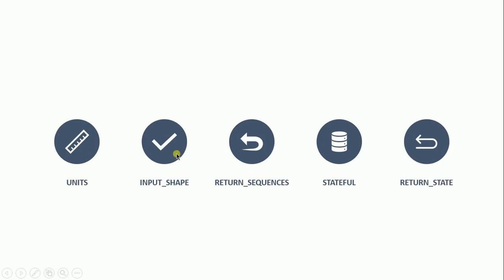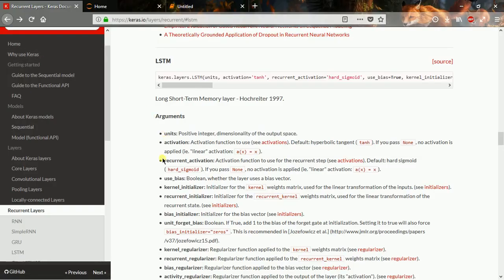I'm going to assume that you already know what LSTM is and why we should use it, so I'm not going to talk about that. I'm basically going to explain what these 4 or 5 parameters do. The first parameter is units, and then input shape, return sequences, stateful, and return state. So what is units? The documentation says it is the positive integer dimensionality of the output space.